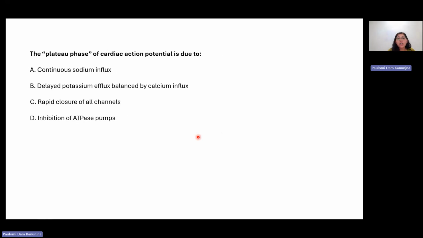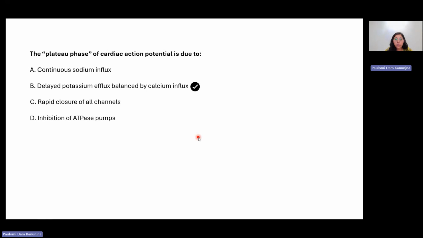Okay. The plateau phase of the cardiac potential is due to what reason? So for the plateau phase, first try to remember where it is, and then try to understand. We did this question in your, I think, Phillips also. Can you remember? And where do you see the plateau phase in the wave? Right. So the answer is delayed potassium efflux balanced by calcium influx.